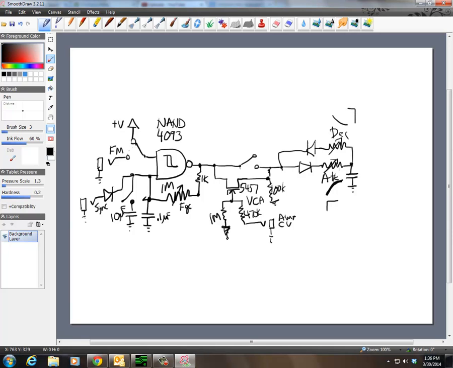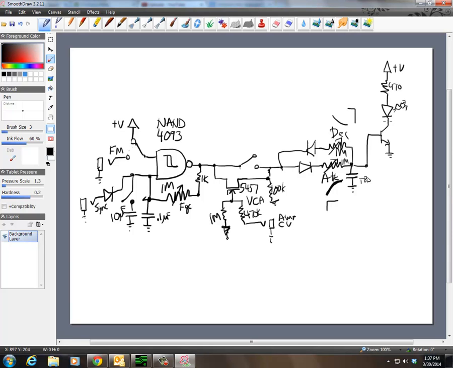Alright, and these would probably both be 1 meg, and this one is to be determined. And then, next part we'll have, I would usually have an output indicator through an LED to indicate when the circuit is on, and that would go through a resistor to the positive voltage.